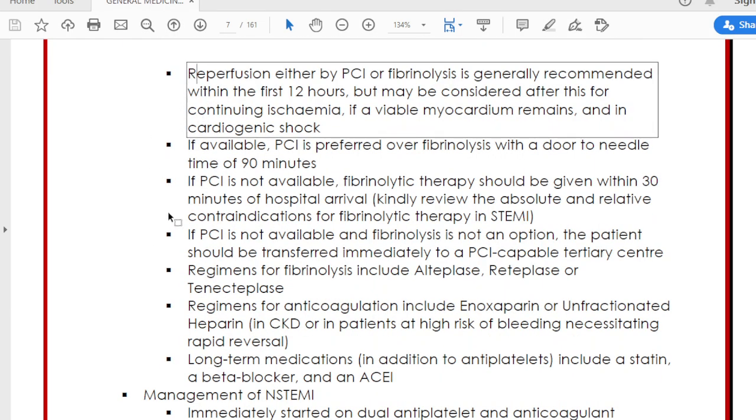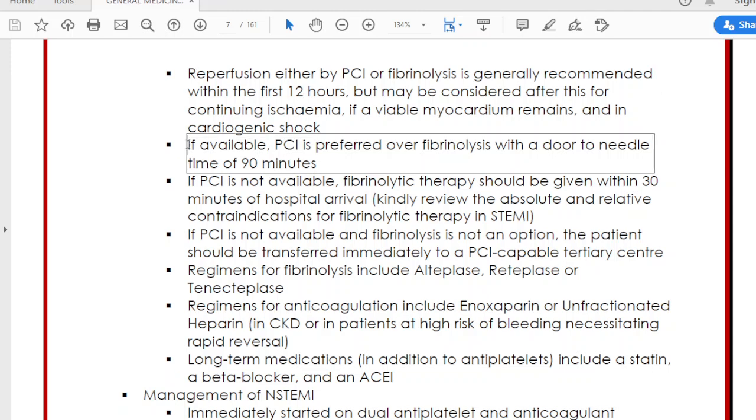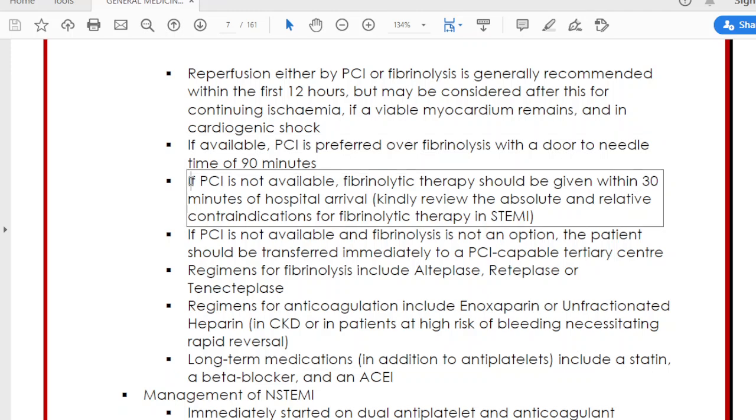Reperfusion either by PCI or fibrinolysis is generally recommended within the first 12 hours, but may be considered after this for continuing ischemia, if a viable myocardium remains, and in cardiogenic shock. If available, PCI is preferred over fibrinolysis with a door-to-balloon time of 90 minutes. If PCI is not available, fibrinolytic therapy should be given within 30 minutes of hospital arrival.